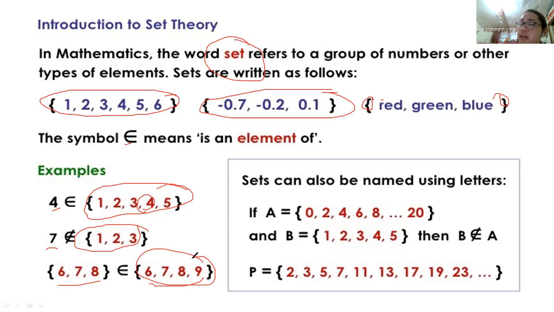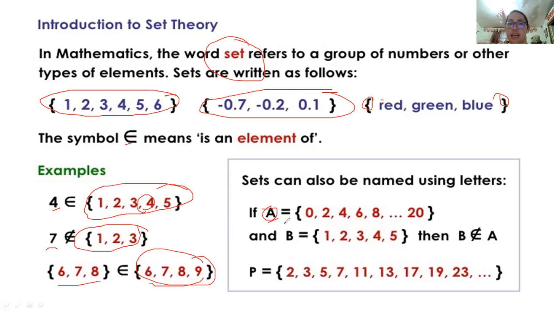This is how you determine whether a given thing is considered a set or not. Sets can also be named using letters, so do not forget that one. Aside from using the braces, we can use a capital letter to name a set, just like this one: the set of 0, 2, 4, 6, 8 to 20.